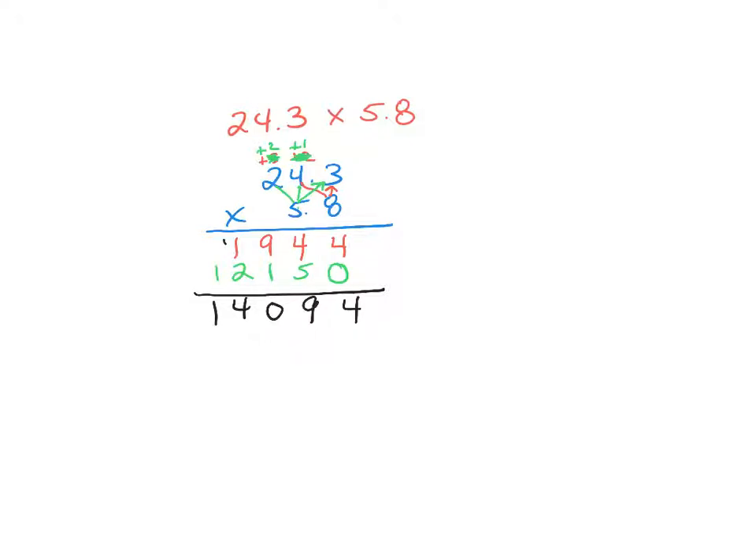Now I just need to go through and figure out where the decimal point goes. In the problem, I have 2 digits after the decimal points. I have the 3 and I have the 8. So I need 2 digits after the decimal point in the answer, which means the decimal point would have to go between the 0 and the 9, because then I have 2 digits after the decimal point. My final answer is 140.94.